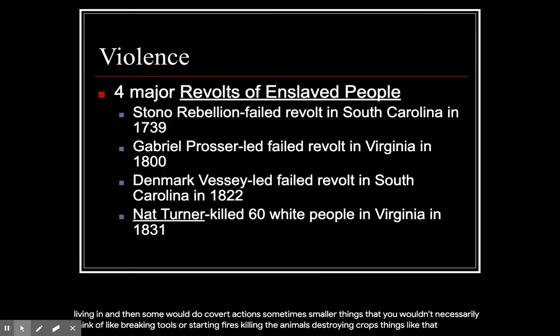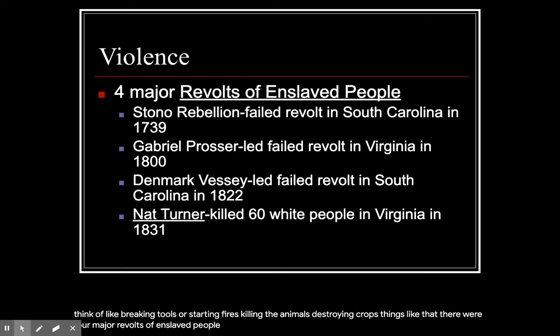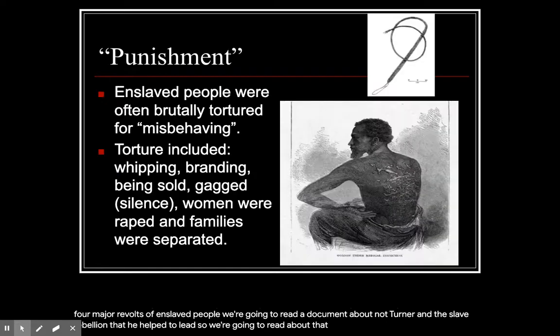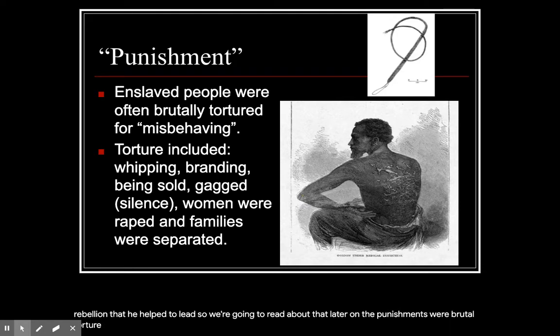There were 4 major revolts of enslaved people. We're going to read a document about Nat Turner and the slave rebellion that he helped to lead. So we're going to read about that later on. The punishments were brutal torture. It wasn't just physical, but also a lot of the torture was emotional as well. So they would separate families.